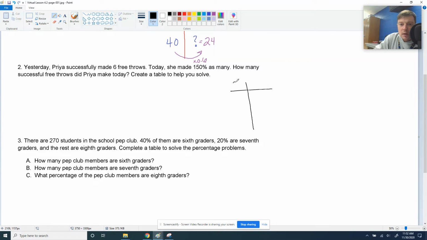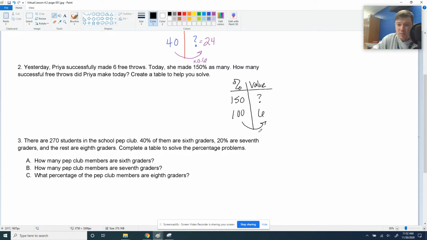Okay, so we're going to make our table, percent versus value. We know the percentage we want to know about is 150%, but we don't know that value right now. That's what it's asking us to find. What we do know is that yesterday she made 6 free throws, and that is her whole amount from yesterday. So 100% of what she made yesterday was 6. So 150% is going to be greater, and we can find that by simply dividing these two numbers, 6 divided by 100.